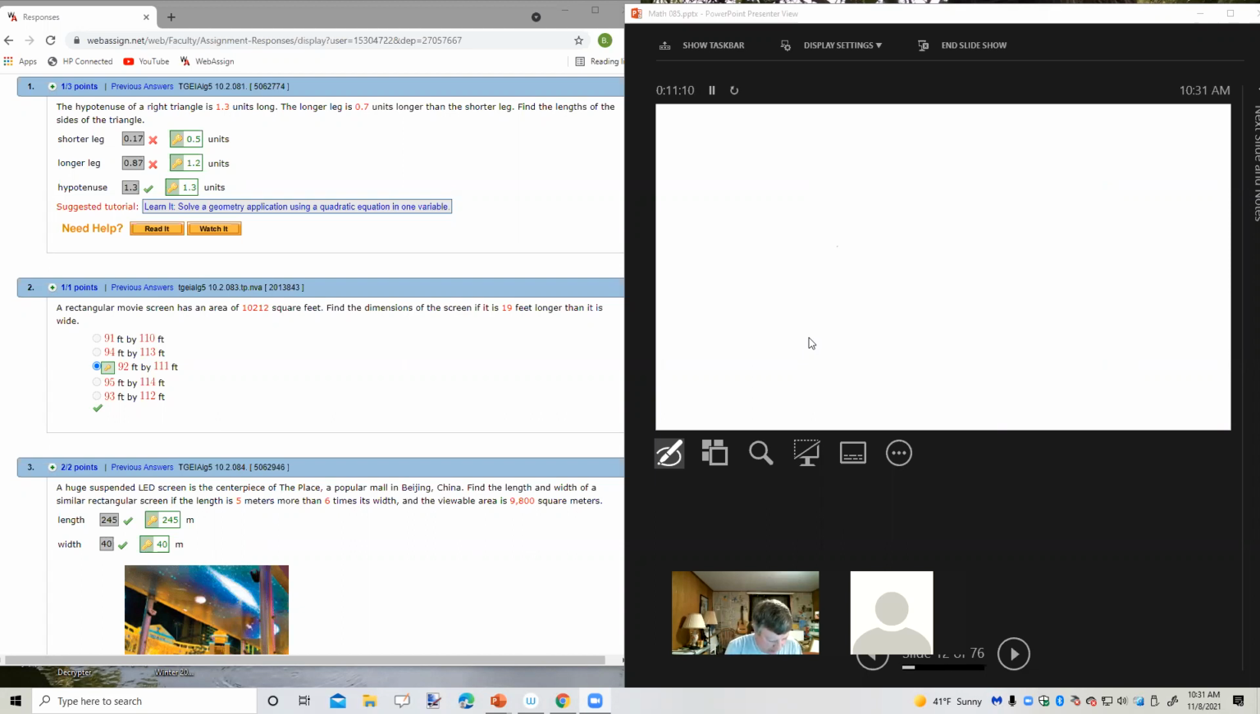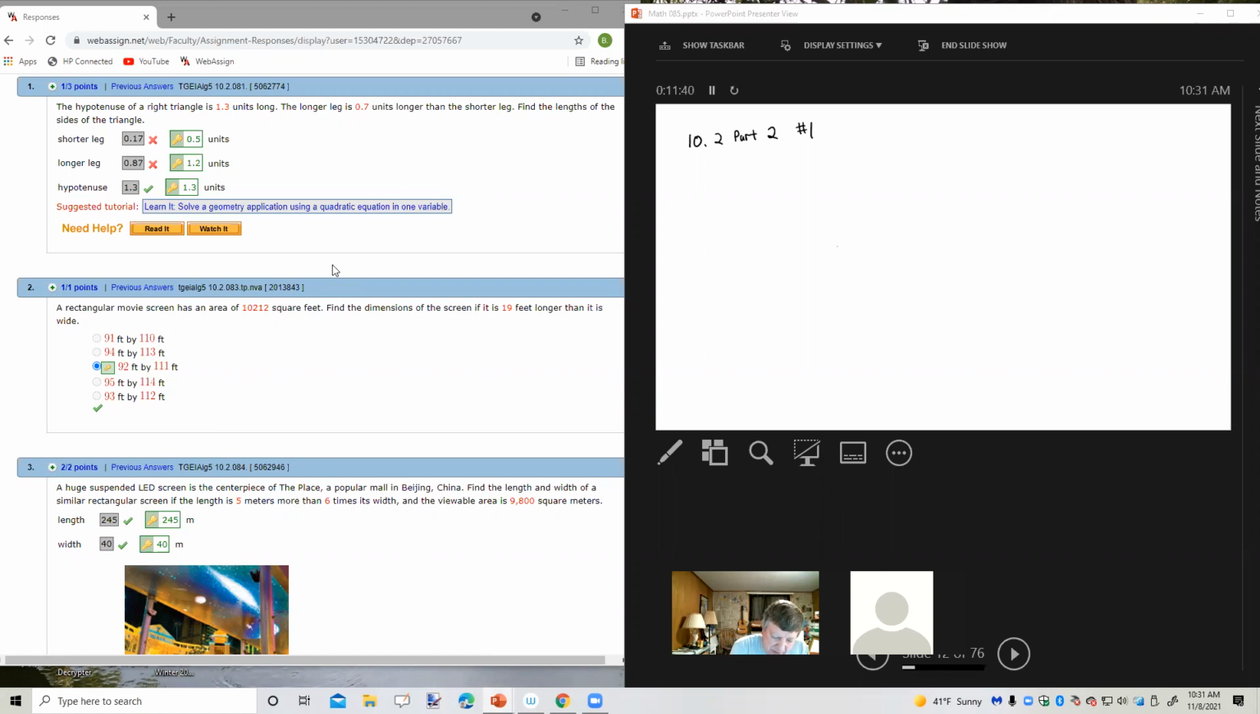This is from section 10.2 part 2, number 1. And we see it on the left side of the screen here. In WebAssign, it says the hypotenuse of a right triangle is 1.3 units long. The longer leg is 0.7 units longer than the shorter leg. Find the lengths of the three sides of the triangle.